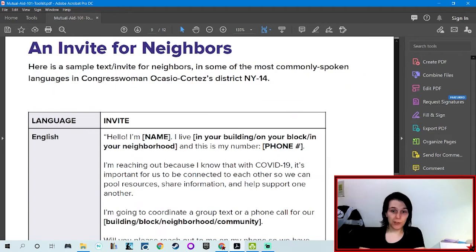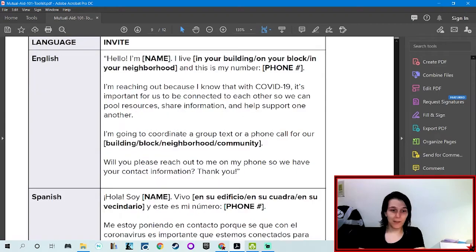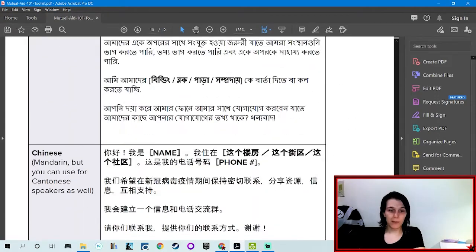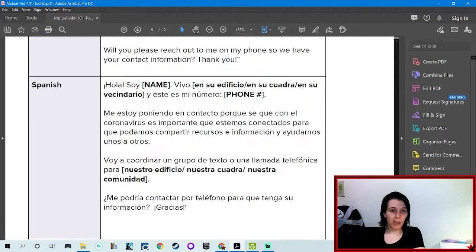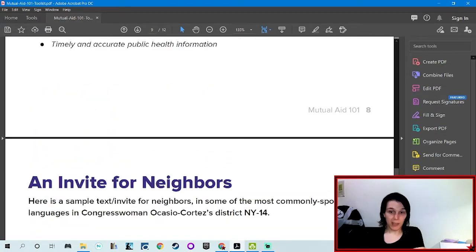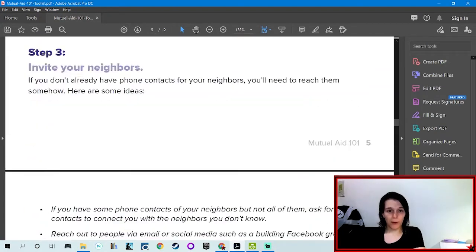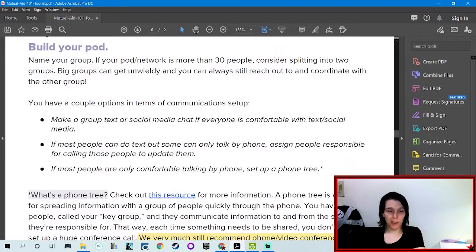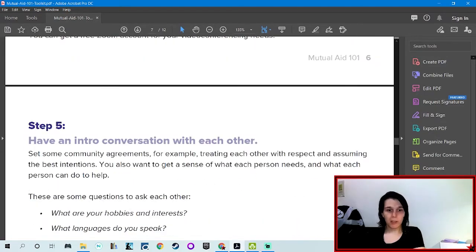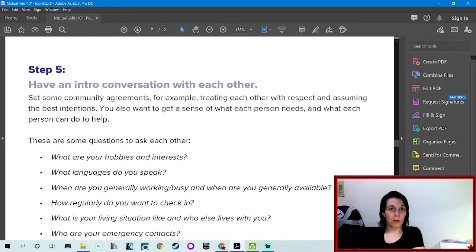And to this document's credit, there is an invite written in several languages already that are prominent in New York: Mandarin, Bengali, Spanish, and English. And while there are other languages that are spoken in New York City quite commonly, these are four of the most prominent within AOC's district, as far as I'm aware.